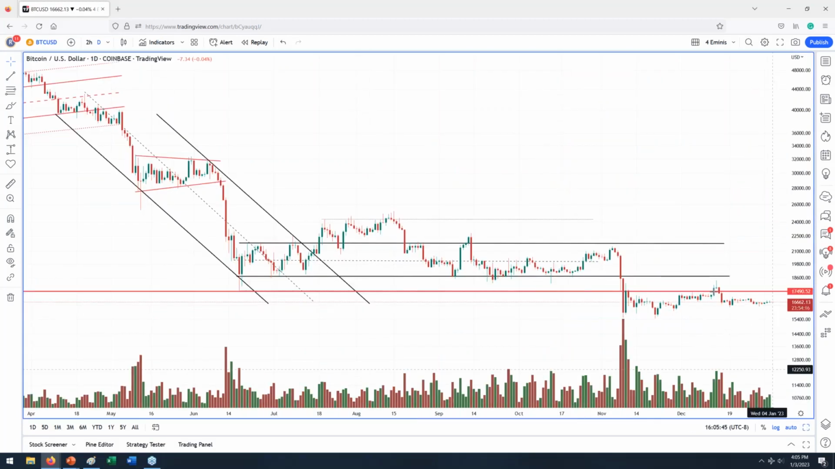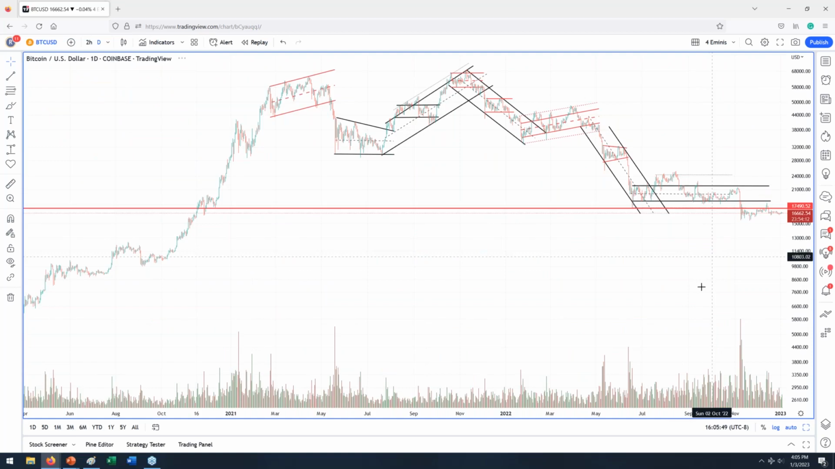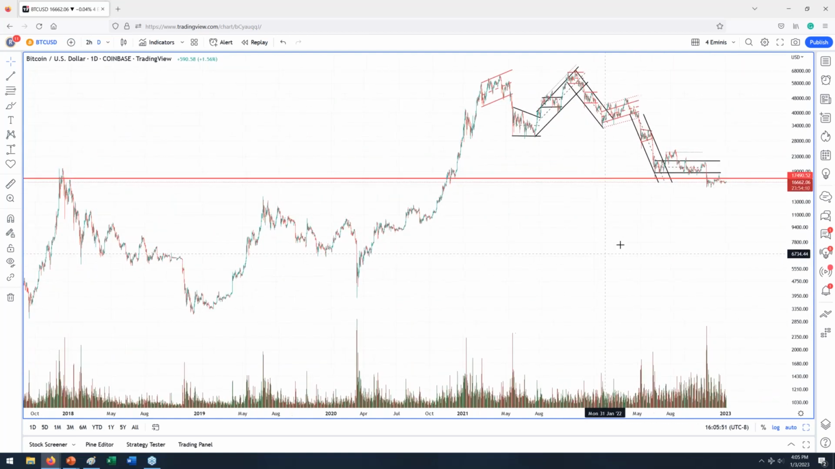Okay, let's go to Bitcoin. We're at 405, so I'm going to speed up a little bit. So looking at the long-term picture here, we're still pretty much in the downtrend.